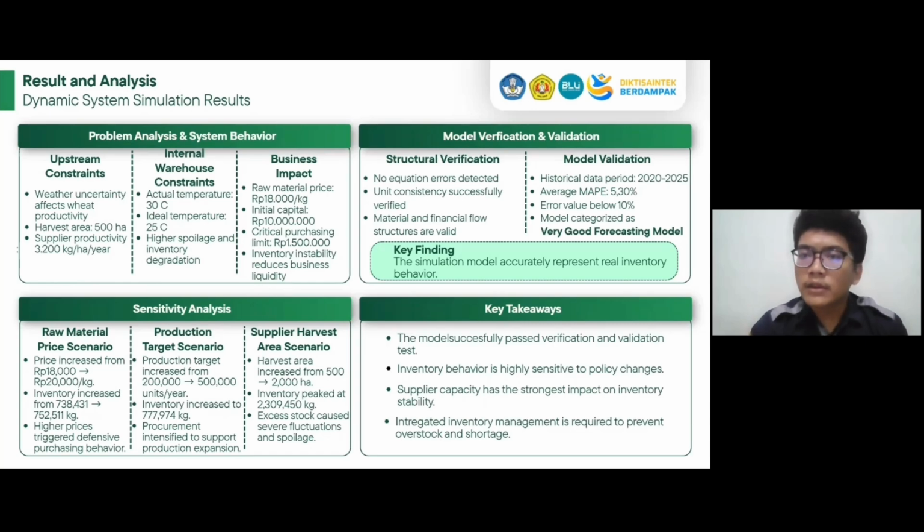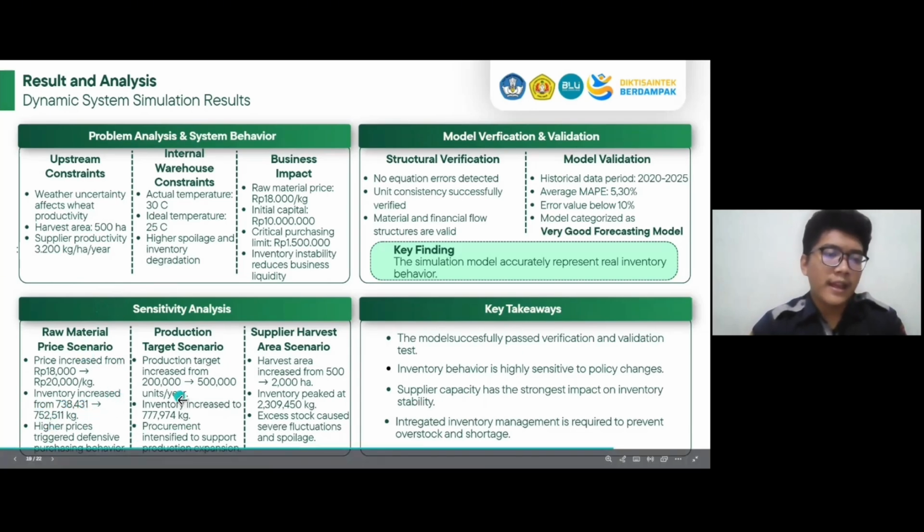Model validation: historical data period 2020 until 2025, average MAPE 5.30%. Error value below 10%, so the model is categorized as a very good forecasting model. Sensitivity analysis, raw material price scenario: price increases from 18,000 until 20,000 per kilogram. Inventory increases from this up to this. Higher prices trigger defensive purchasing behavior.